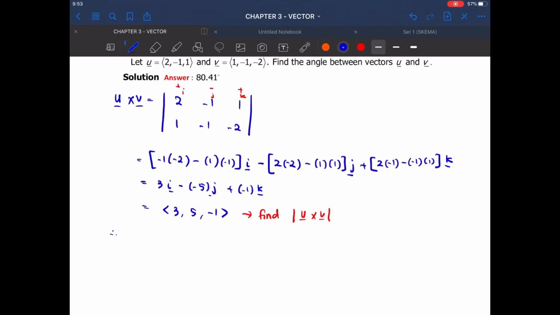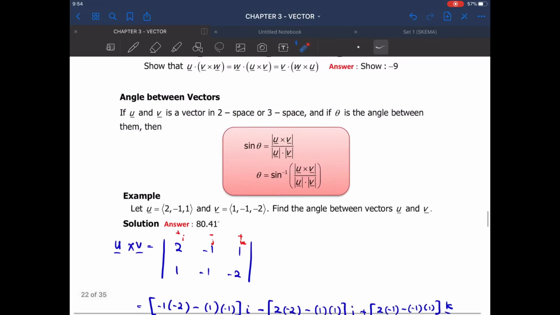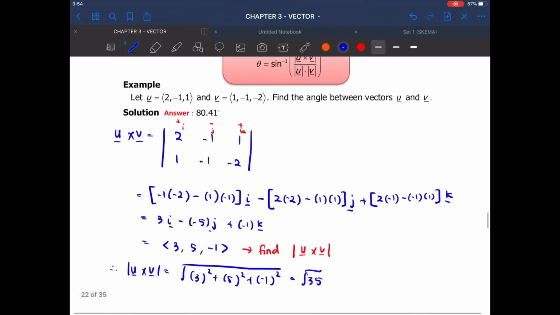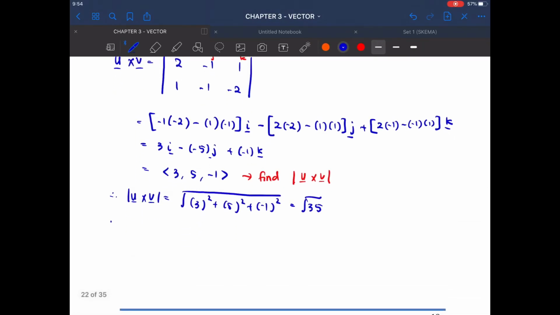So therefore, the magnitude of u cross v is equal to the square root of 3 squared plus 5 squared plus negative 1 squared, which is the square root of 35. Divide by magnitude u multiplied by magnitude v. So we need to find magnitude u and magnitude v.